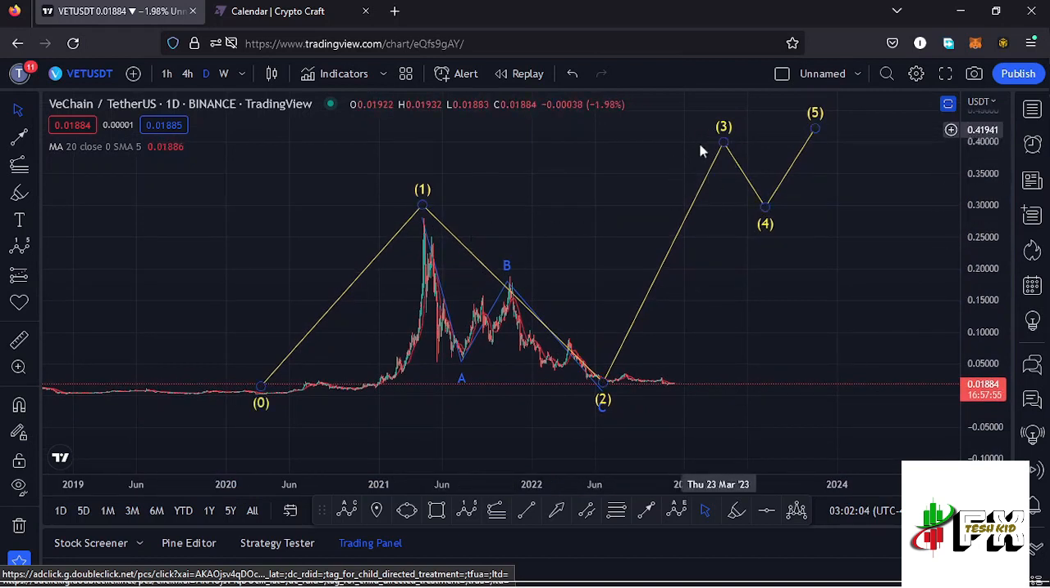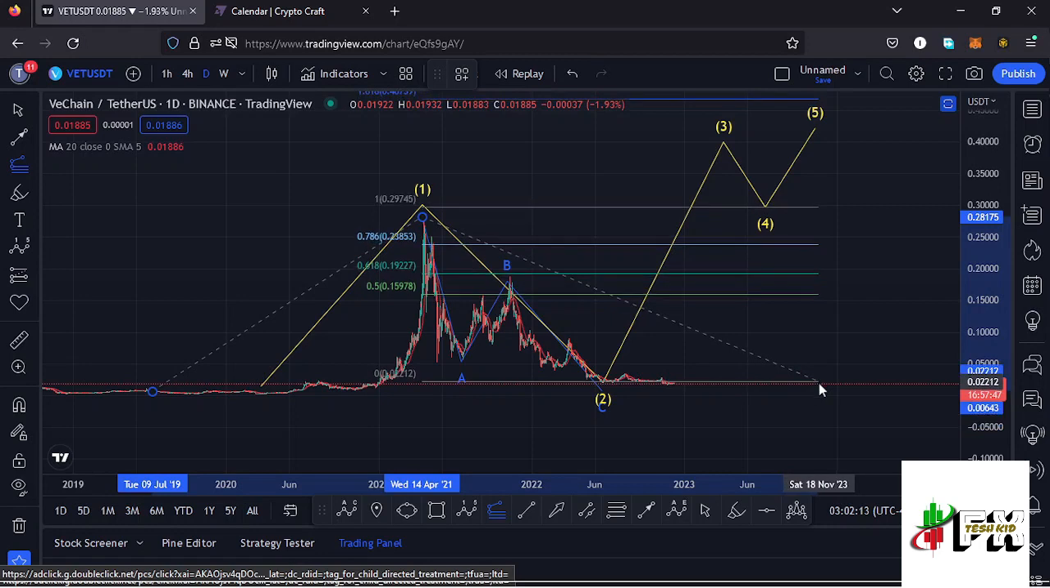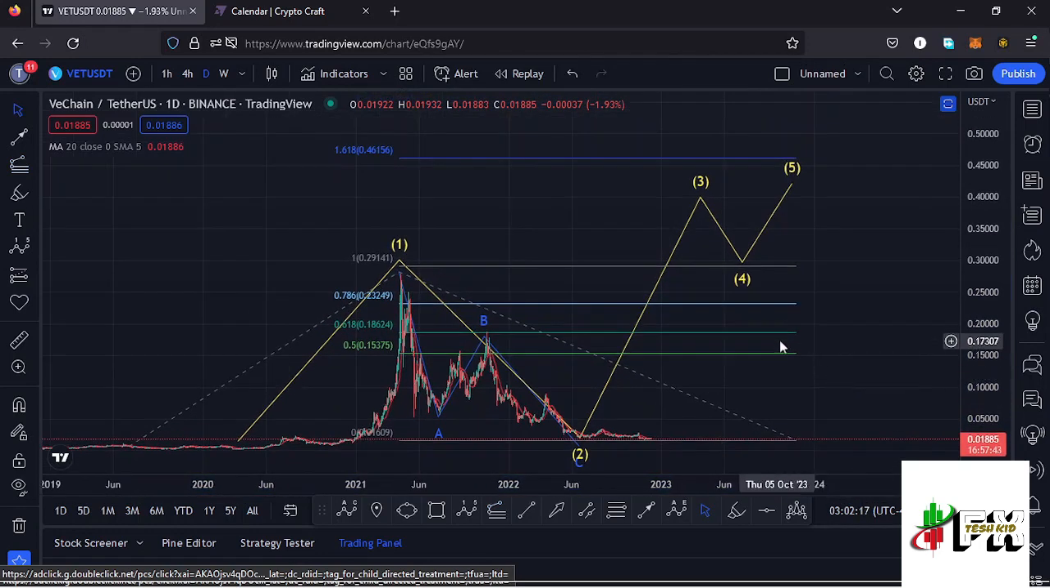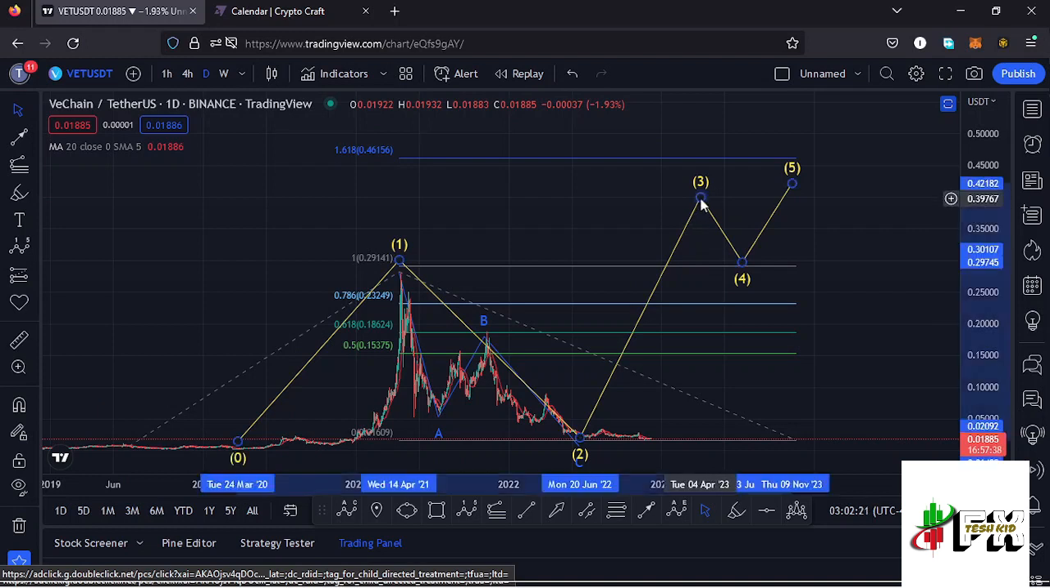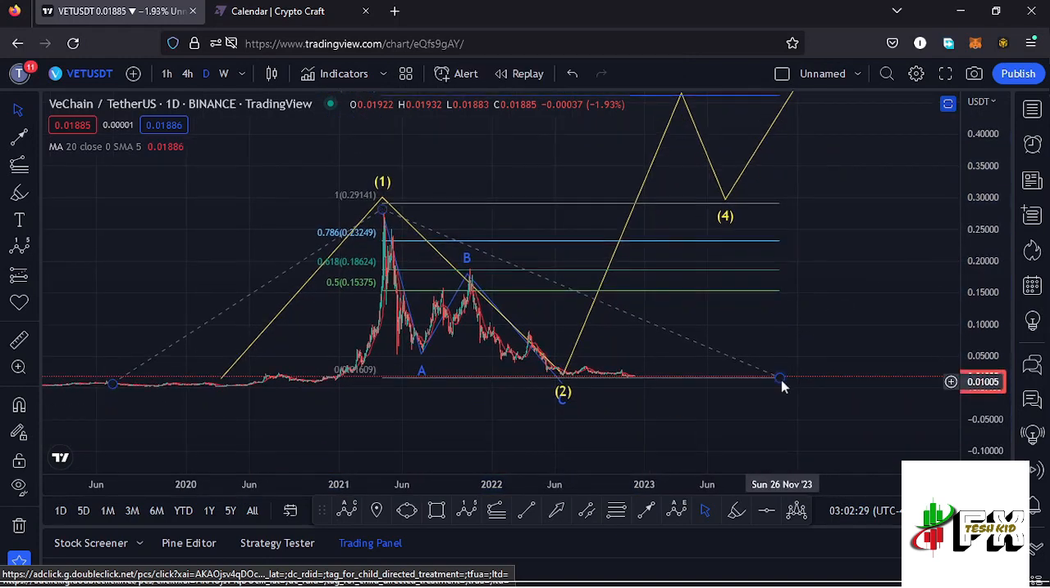Sketching out a minimum target area to the upper side in the formation of this wave 3 by connecting the trend based Fibonacci from the low of the first wave to the high of that wave 1, then dragging the fibs to the low of the second wave, that gives me a minimum target area at the fib level 1.618, and that is at around the $0.46 mark. That is the minimum that I'm expecting Vechain to do in the next bull market. So let's be patient, and that is my long-term scenario that I'm expecting to play out here on the Vechain chart.